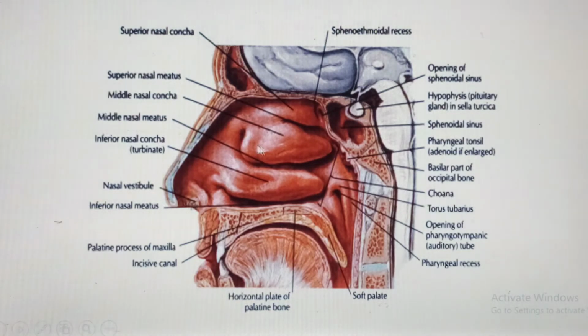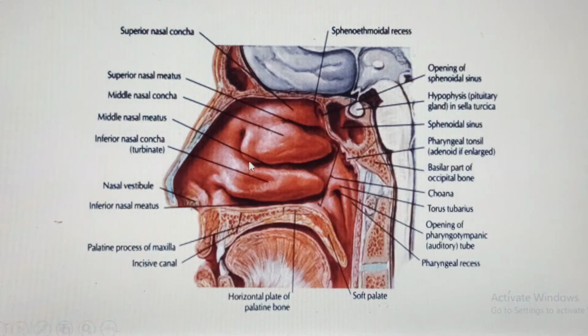Similarly, below the middle nasal turbinate, and between the middle and inferior nasal turbinate, I find what we call the middle nasal meatus. And then below the inferior nasal turbinate, and between the inferior nasal turbinate and the superior portion of the palate, I find what we call the inferior nasal meatus over here. Okay, so that is what I find.